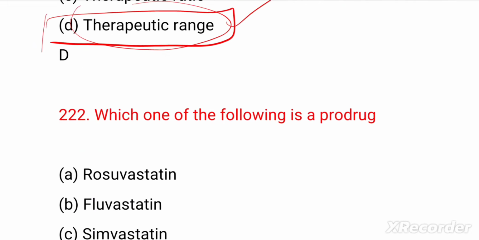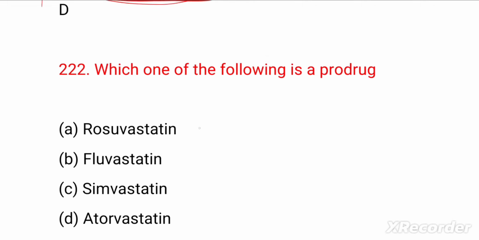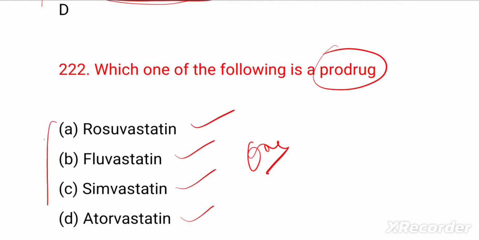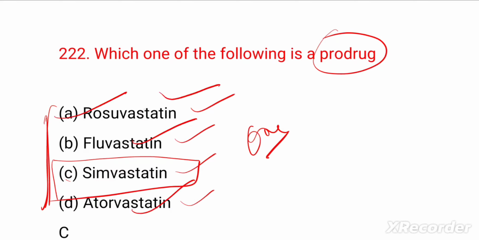Next question, which of the following is a prodrug? Options are rosuvastatin, fluvastatin, simvastatin, atorvastatin. Which is a prodrug? There is only one prodrug from these. C, simvastatin. Simvastatin is a prodrug, while rosuvastatin, fluvastatin and atorvastatin are active drugs.